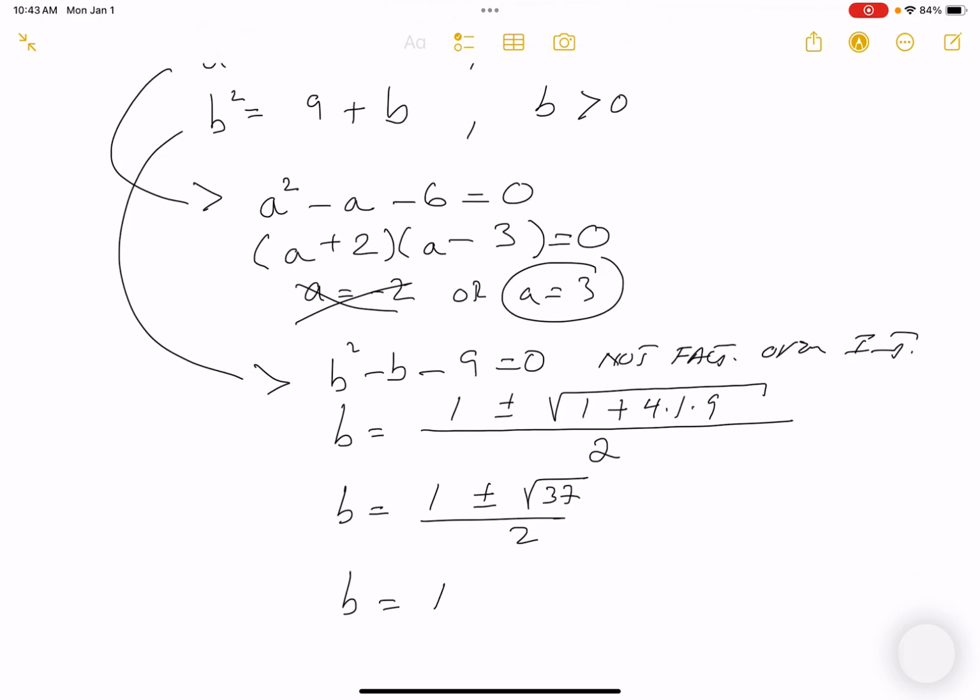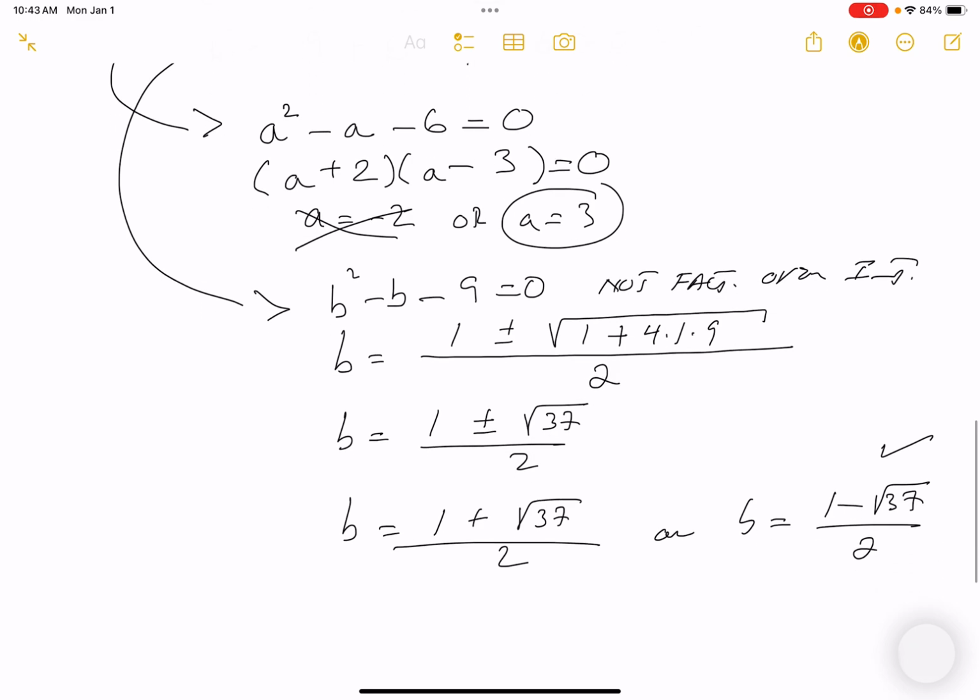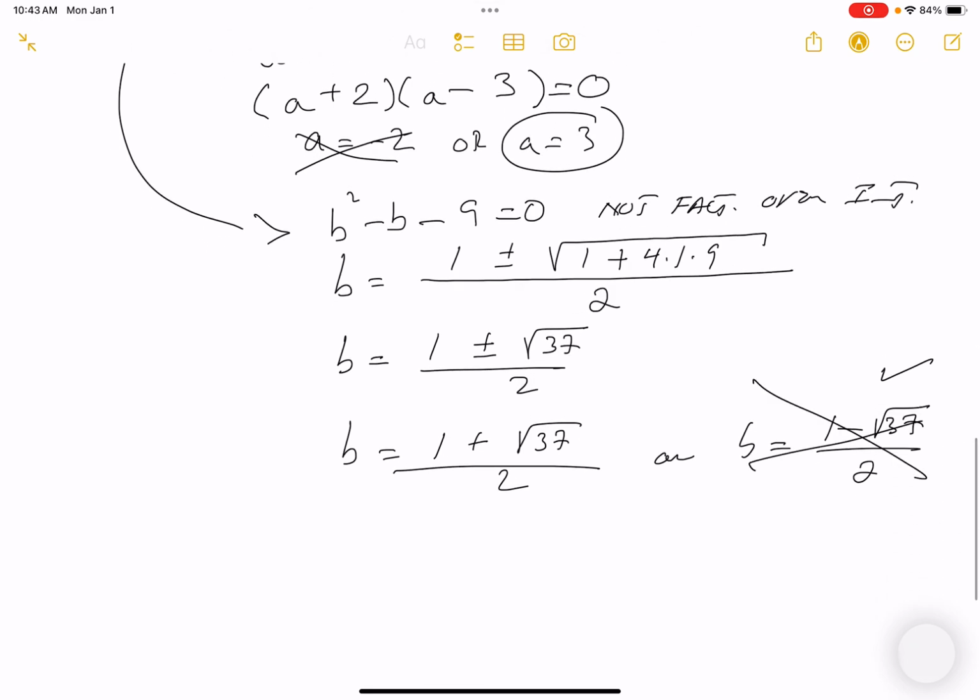It can't be both of those. Let me just write them down both for you. It's going to be 1 plus root 37 over 2, or B would be 1 minus root 37 over 2. That's definitely a negative number. This is out of the question. B is a positive number.